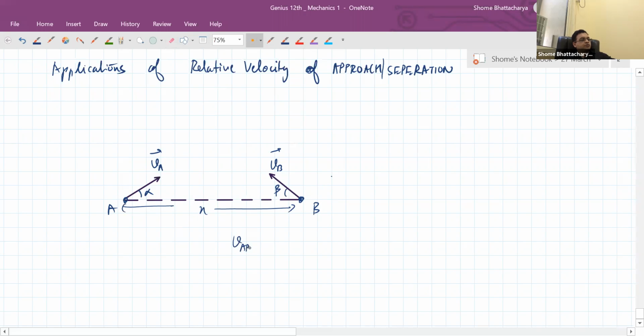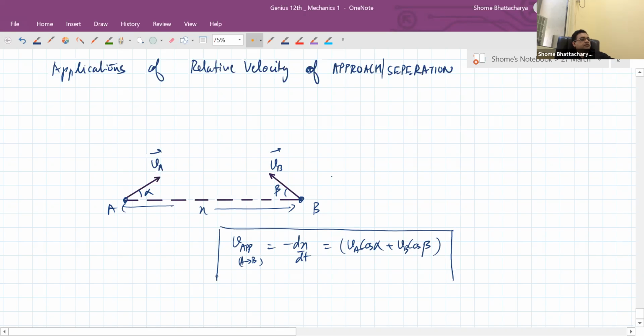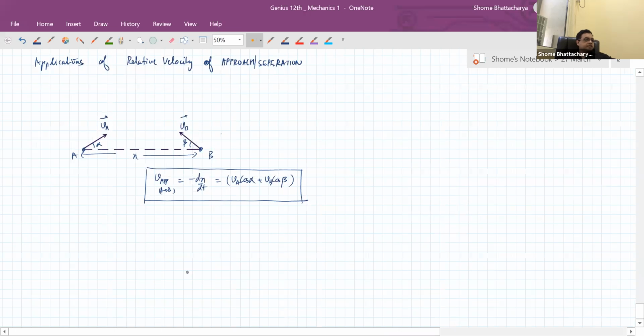So the approach velocity of A towards B or vice versa is minus dx by dt. So that quantity, as you can see here, becomes VA cos alpha plus VB cos beta. Okay. So this concept of approach velocity is something that is very useful in a number of things, not just kinematics problems, but also in constraint relations, as we'll see later. Okay.